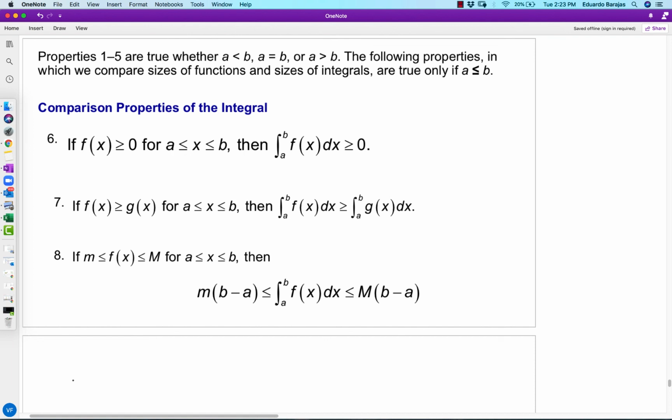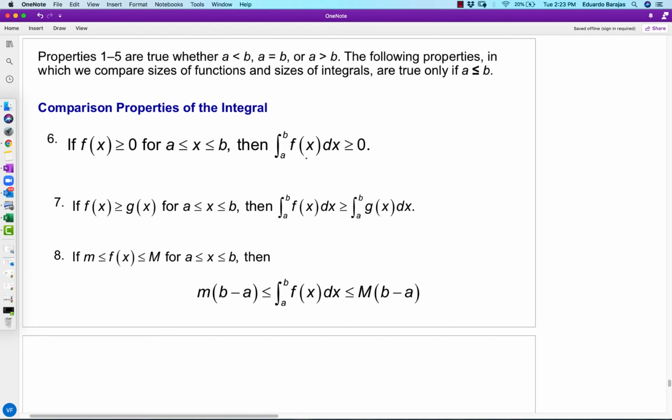Okay, so property 6: if f of x is greater than or equal to 0, and x is between a and b inclusive, then the integral from a to b of f of x dx must be greater than or equal to 0. This has been our common interpretation of the area underneath a function. So in cases where the function is positive, the integral will give us a positive answer as well, or 0.